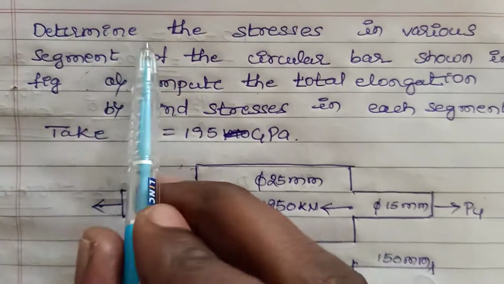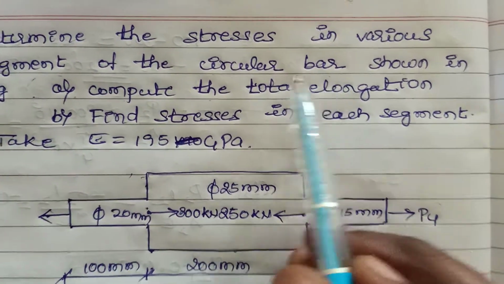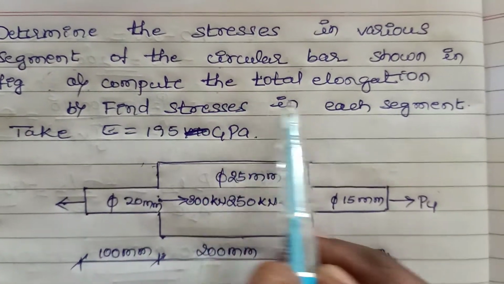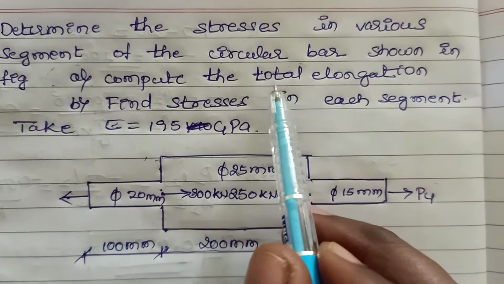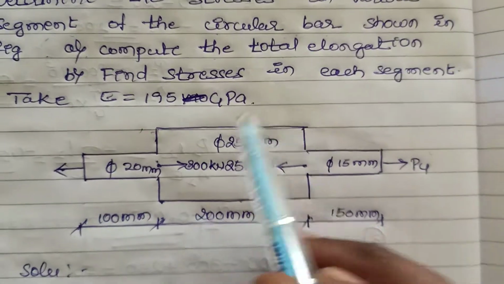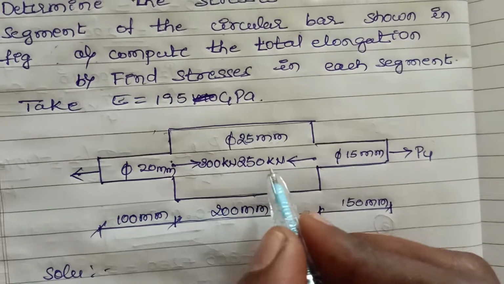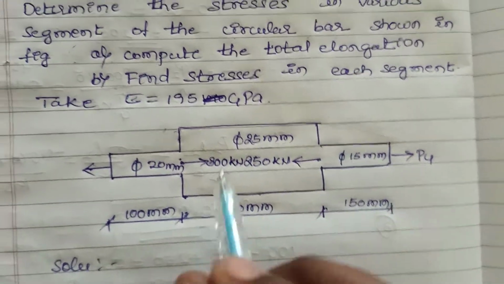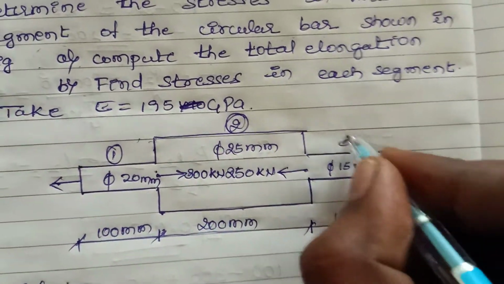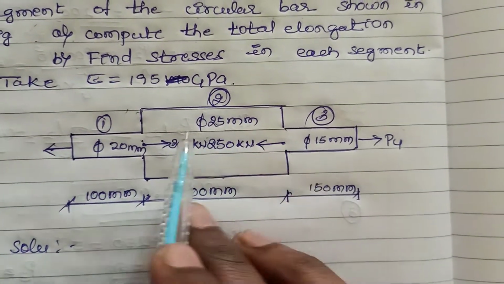Okay, so what are the things given here? Determine the stresses in various segments of the circular bar. The bar given here is a circular bar, shown in the figure. Compute the total elongation, that is nothing but the total change in length; we have to find it for the overall section. Find the stresses in each segment. The segments are not marked here, so this is going to be the first section, this is the second section, this is the third section. In each section, you have to find the stresses generated.